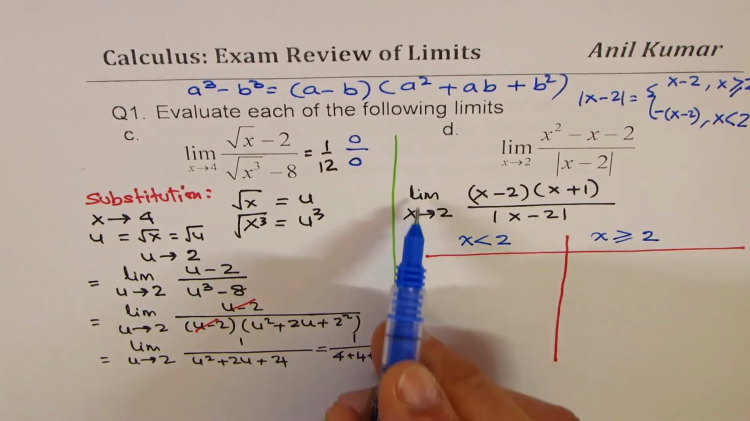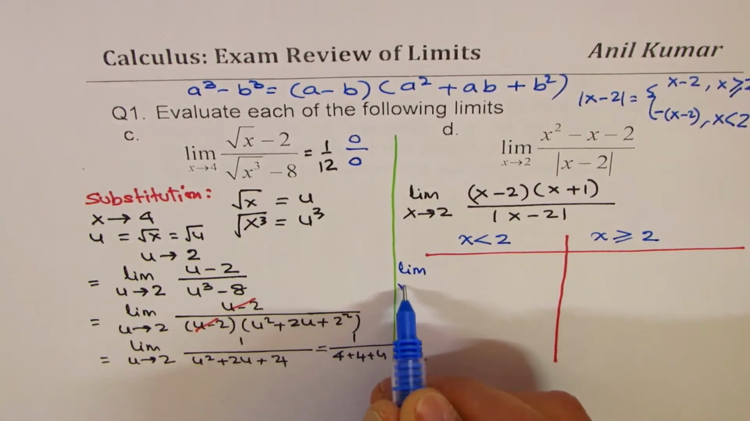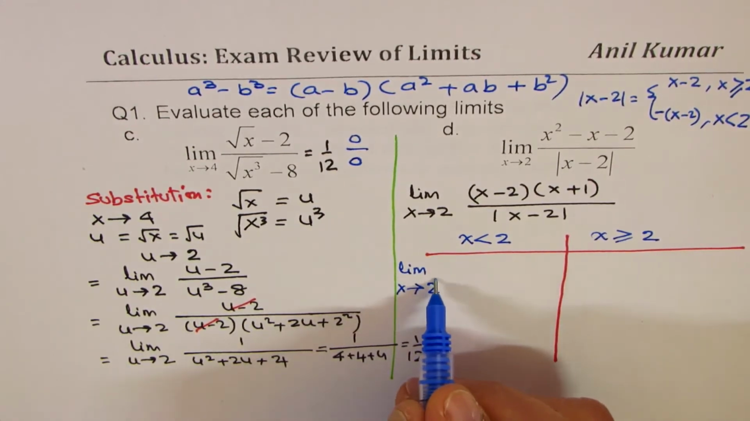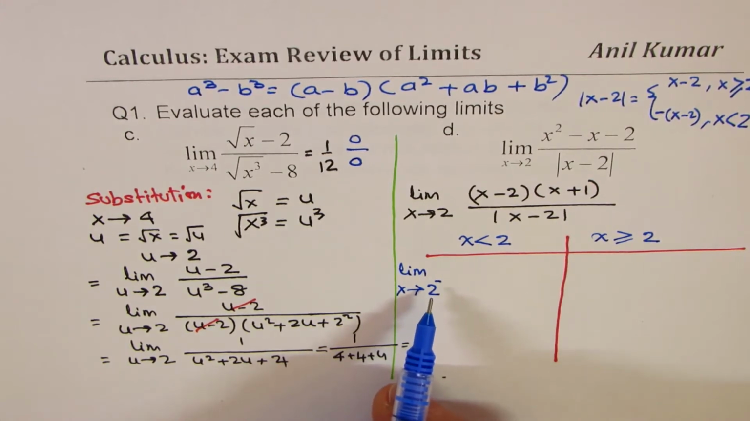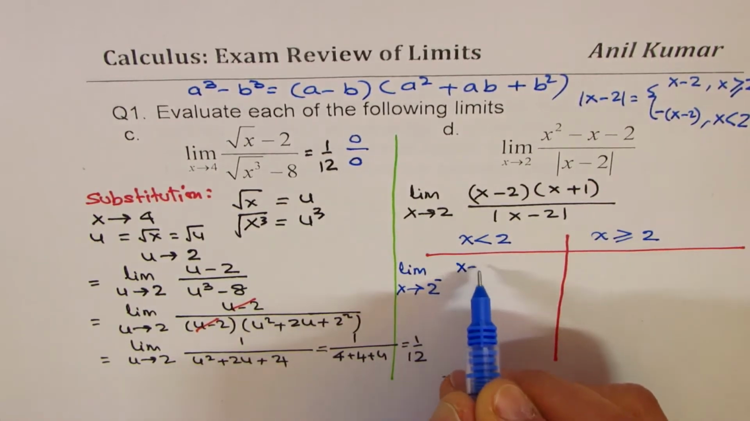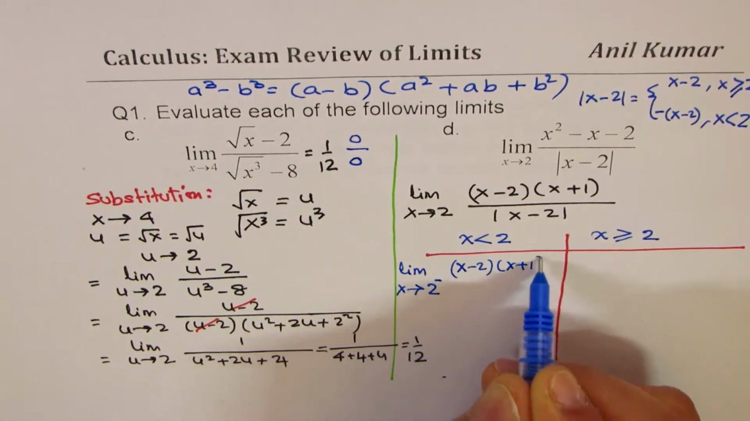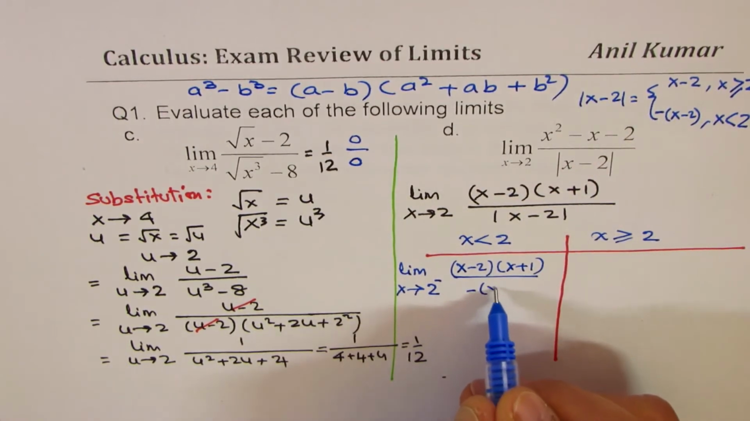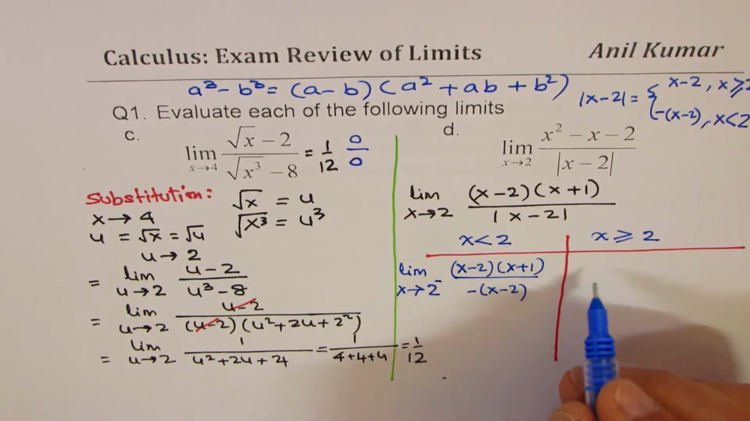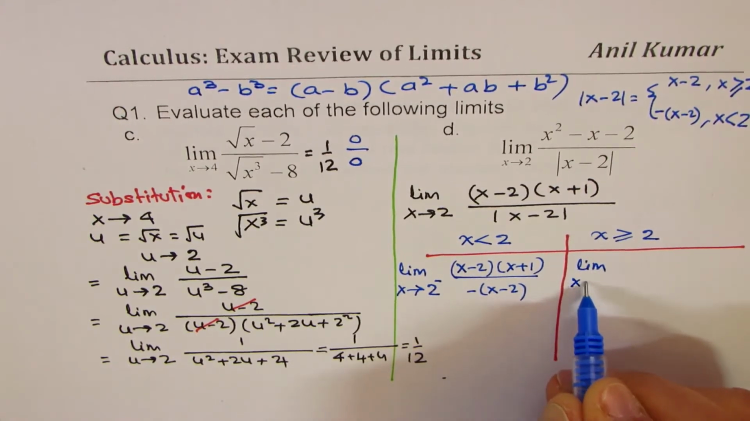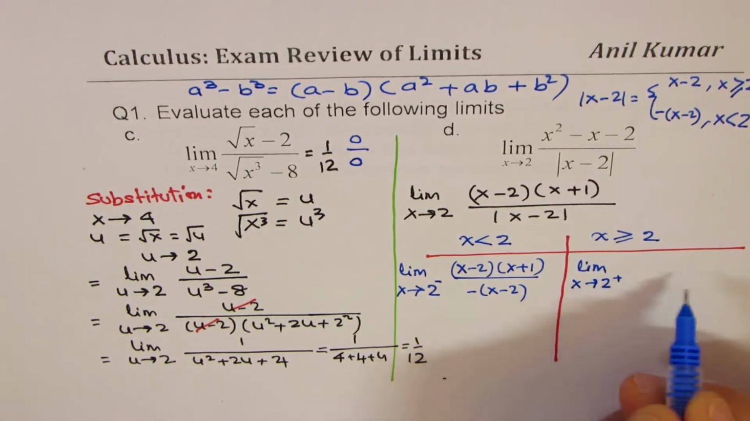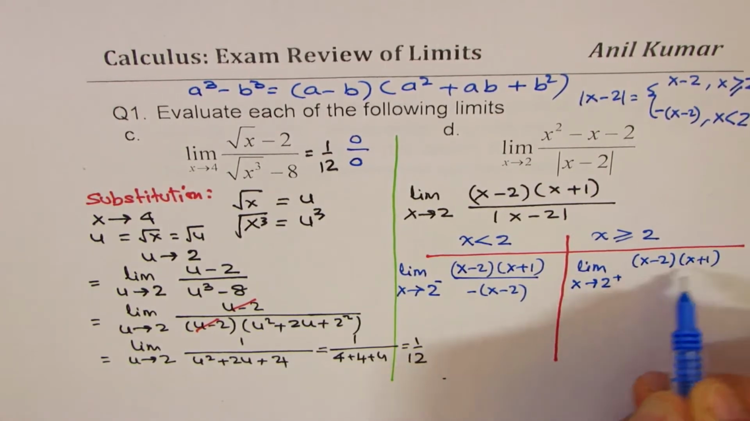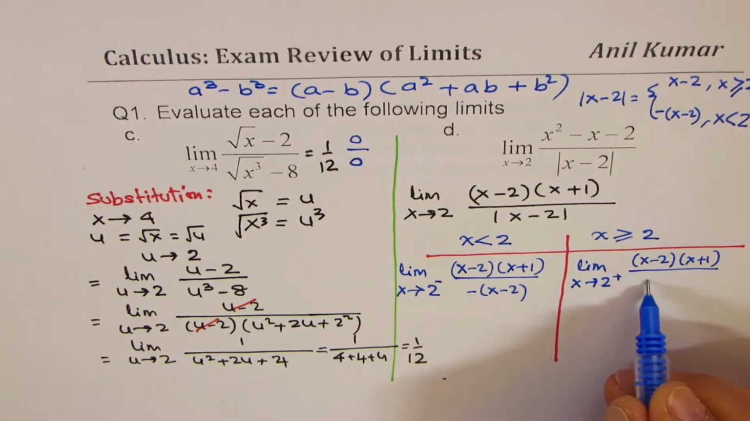Now if x is less than 2, the question really becomes limit x approaches 2. Now less than 2 means you are approaching from the left side. So let me write minus here. Does that make sense to you, right? So the question now is x minus 2 times x plus 1 divided by, now the absolute function is negative of x minus 2, right? On the right side, we are looking for the limit of x approaching 2 from the right side, 2 positive, correct? So we have the function as x minus 2 times x plus 1 divided by x minus 2.